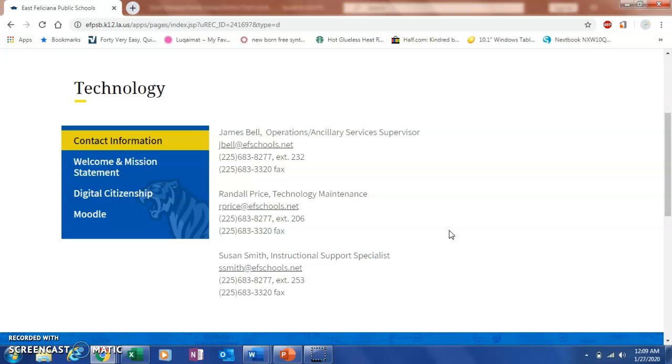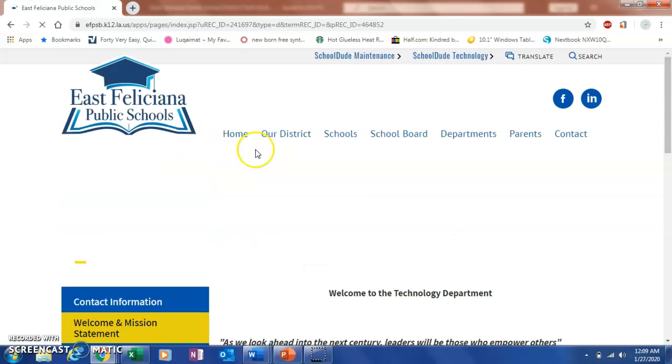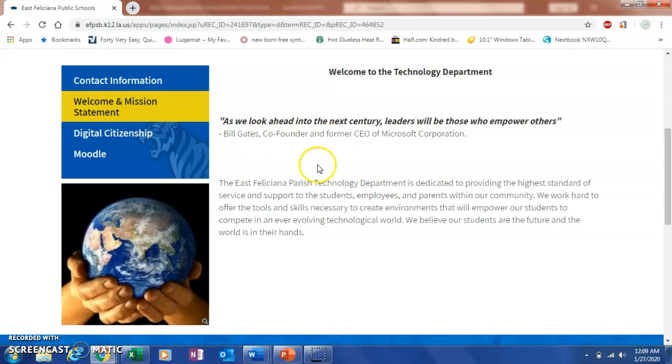So imagine putting in a work order for a broken computer, or any issues with the CPU, or any technological issues that students may have. It does take a long time. I'm telling you, as somebody who actually works in this district, it can take a long time for work orders to, number 1, be processed, and number 2, be resolved. So we come and we see the welcome mission in the technology department.